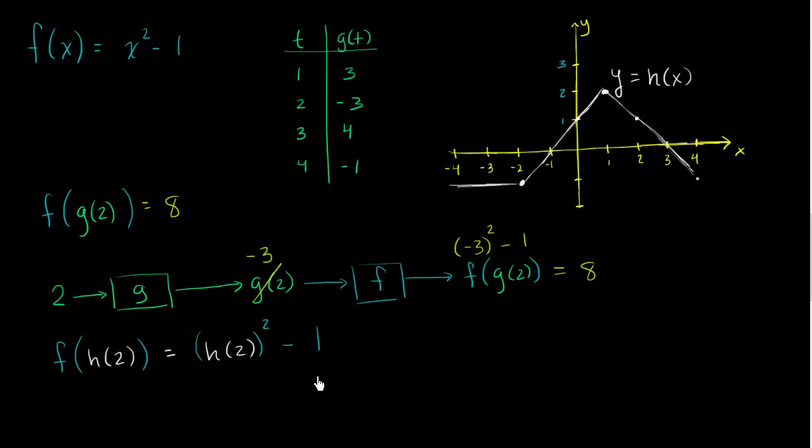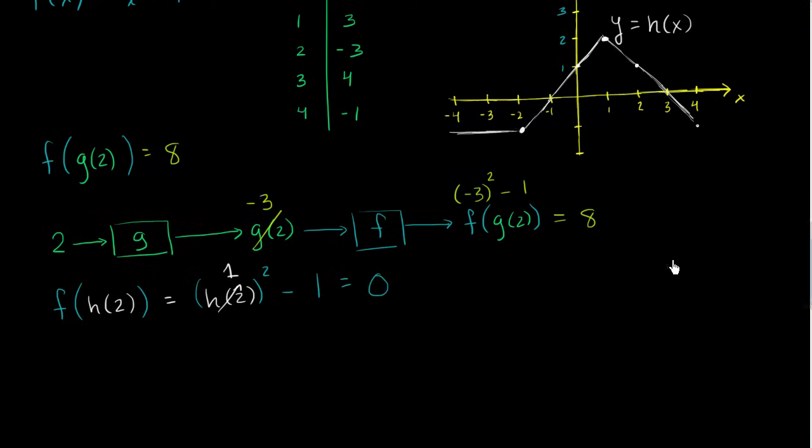Now what is h of 2? When x is equal to 2, h of 2 is 1. So h of 2 is 1. So since h of 2 is equal to 1, this simplifies to 1 squared minus 1. Well, that's just going to be 1 minus 1, which is equal to 0.